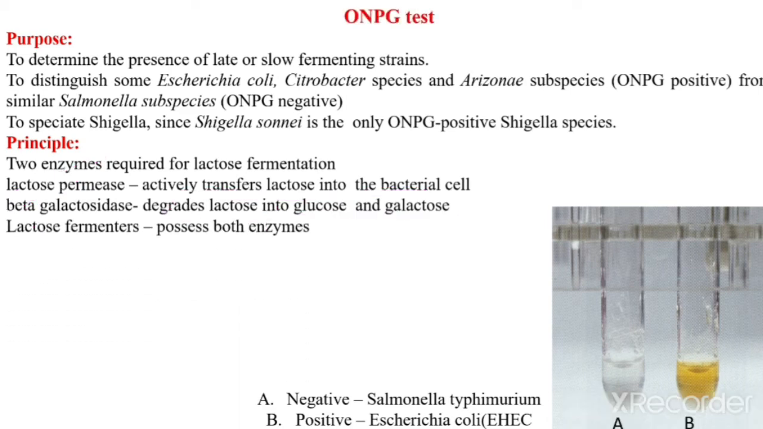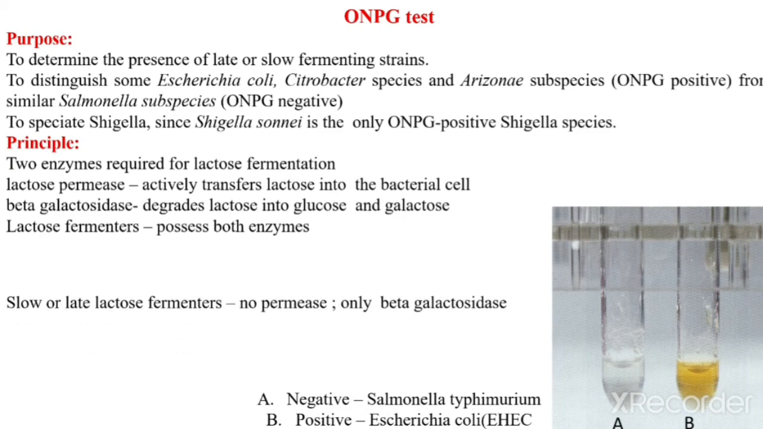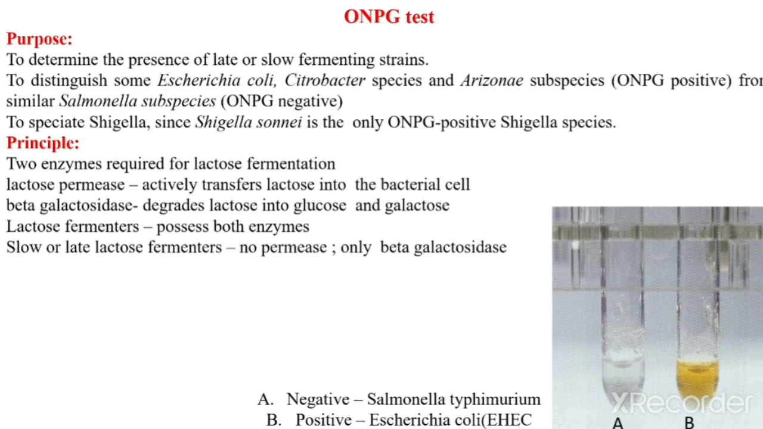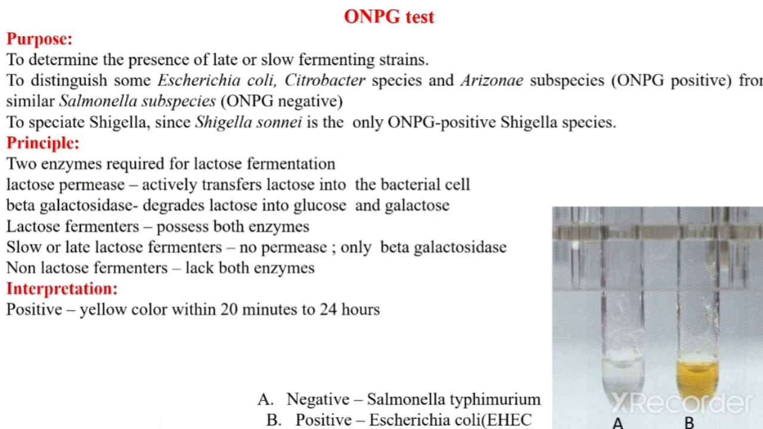Next one, lactose fermenters. These possess both enzymes. Slow or late lactose fermenters, there is no permease activity, only beta-galactosidase activity is there. Non-lactose fermenters, there is a lack of both enzymes. What is the interpretation? Positive test, it gives us yellow color within 20 minutes to 24 hours. If we got negative results, then there is no color change or colorless after 24 hours.